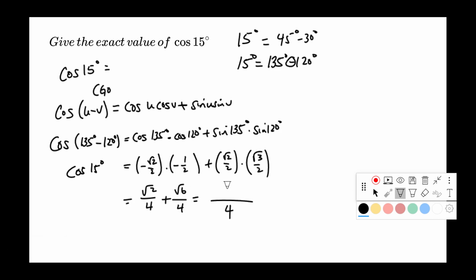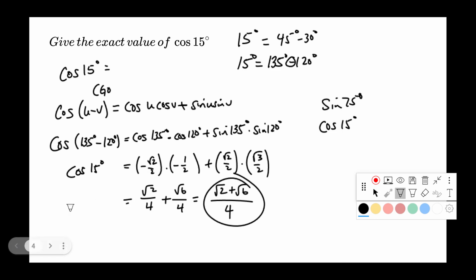My denominators are the same already. So I get root 2 plus root 6 over 4. That is the cosine of 15 degrees. Okay? Now, if you notice, it happened to be the same as sine of 75 degrees that we did on the first slide there. But that should make sense to you, because 75 and 15 make 90, and sine and cosine are cofunctions. So cofunctions of complementary angles are equal. So these two answers should have come out to be the same.